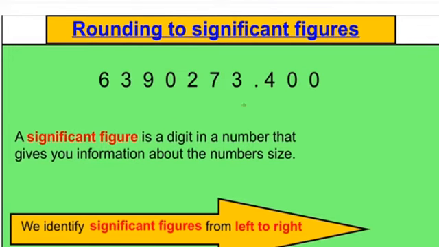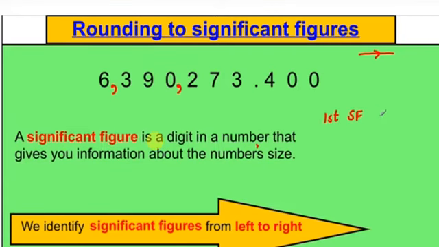Look at that number. What you should know is that a significant figure is a digit in a number that gives you information about the number's size. And you identify significant figures from left to right. So beginning here towards this direction is when we identify significant figures. So that's the direction of identifying significant figures.